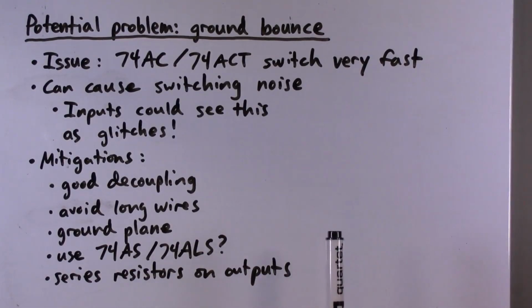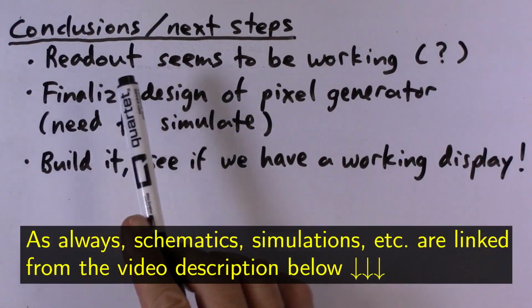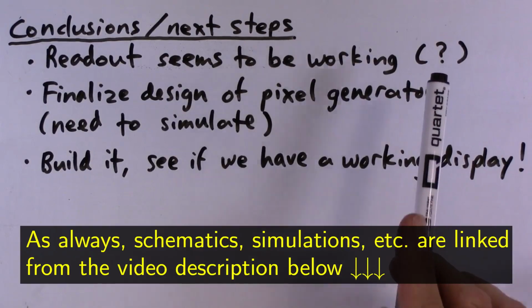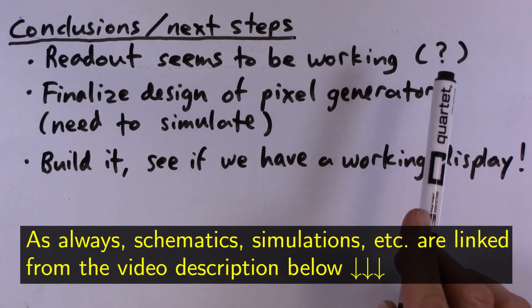So at this point, I don't really know whether this is going to be a serious issue for my design, but I'm pretty sure that we will find out one way or the other when we finally assemble the complete system by building the pixel generator and test it, and if it works, great. If it doesn't, we have some things that we can try. All right, so in conclusion, the Readout module seems to be working, although I'm not 100% sure if it's working, but we'll find out soon.